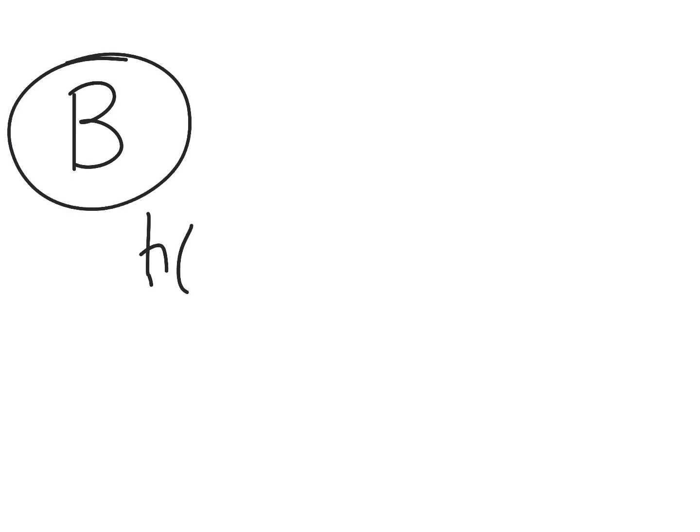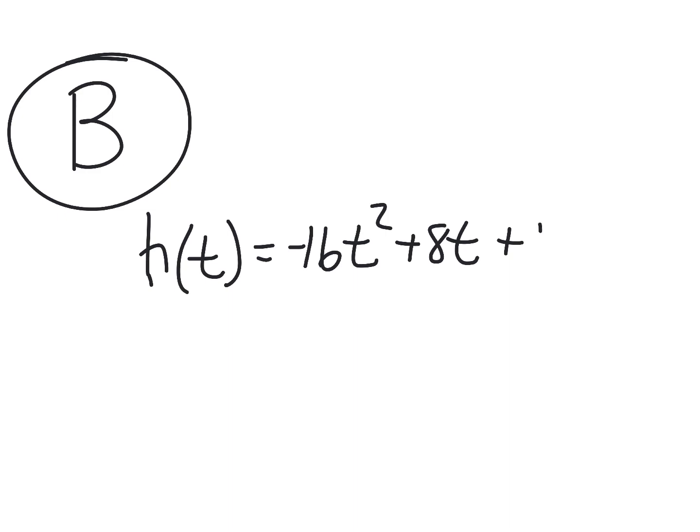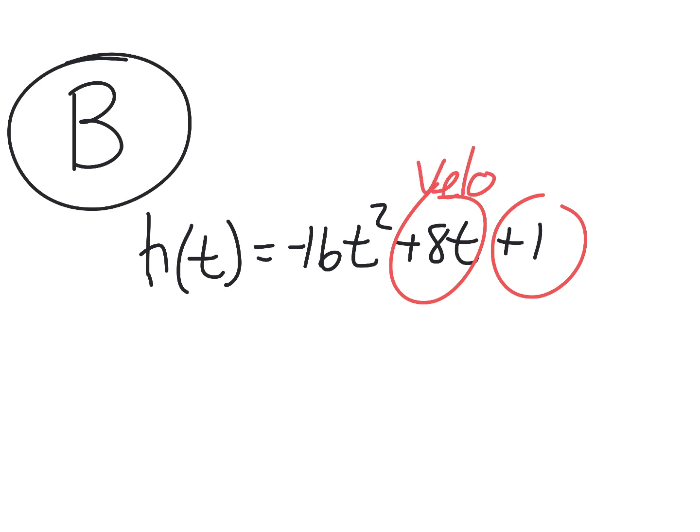H of t equals -16t squared plus 8t plus 1. How far off the ground are we when we start this problem? 1. That's what that number at the end is. It's how far off the ground you are when you start. Carl, do you know what the 8's for? No. Anybody know what the 8's for? Velocity. This is the speed you threw it at. Velocity is 8.